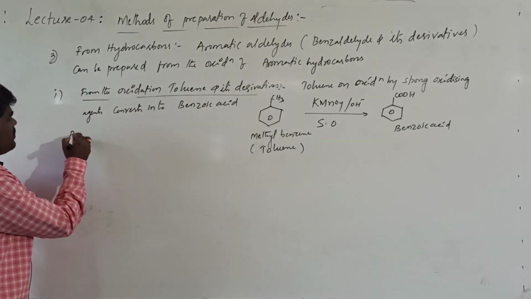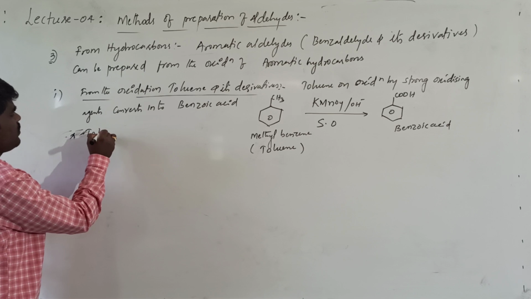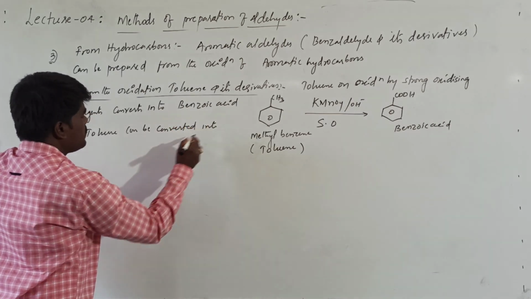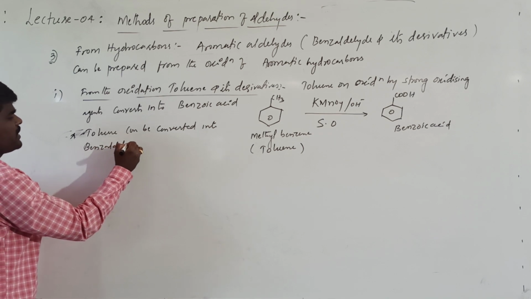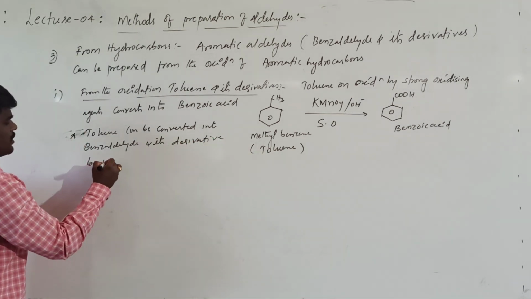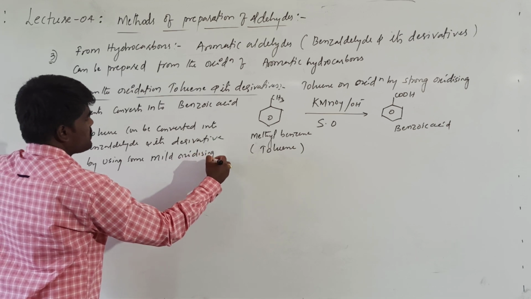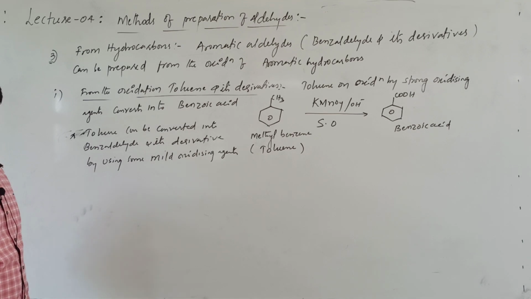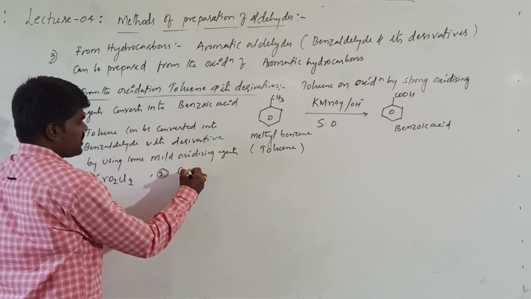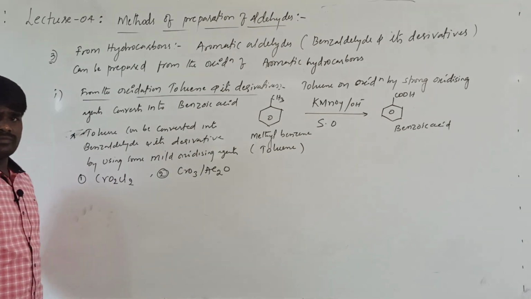But an important thing is that toluene can be converted into benzaldehyde and its derivatives by using some mild oxidizing agents, such as chromyl chloride, or you may also use chromic oxide in acetic anhydride, etc. We will discuss one by one.